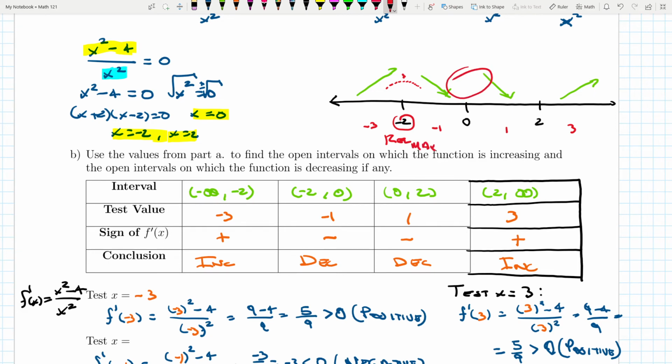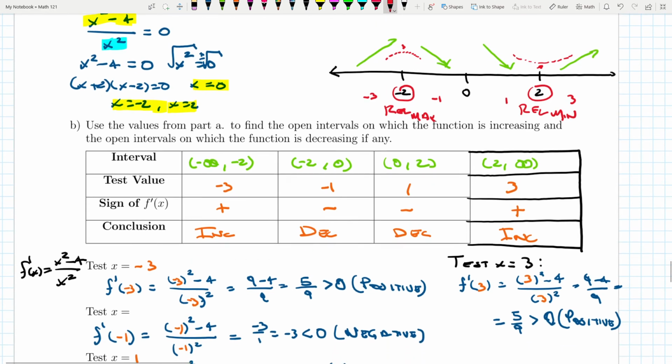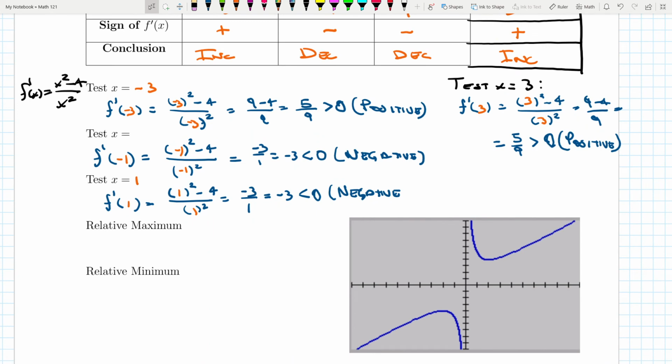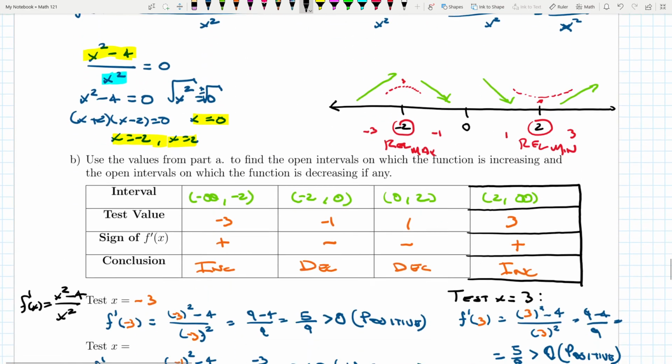Here we don't have any change from decreasing to increasing or from increasing to decreasing. In fact, we go from decreasing to decreasing, and then from decreasing to increasing, we are going to have a rel min, a relative minimum. So let's find the coordinates of the relative minimum. Over here on the original function, what was the original function? That's x squared plus 4 over x.